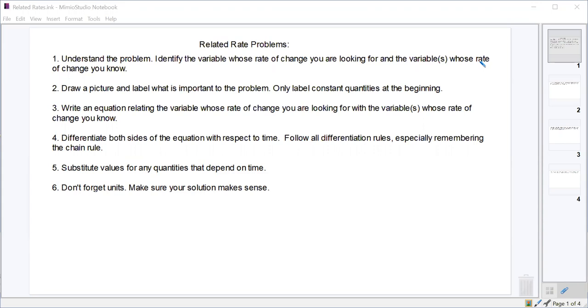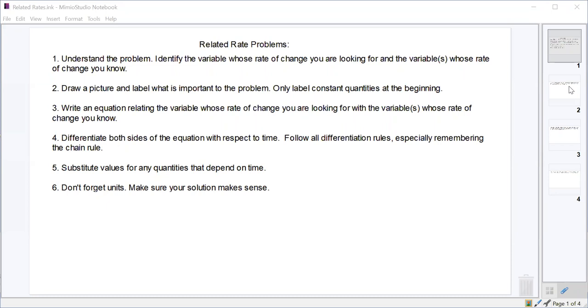Then we just need to write an equation that relates the variable that we want to know how it's changing to all the other variables, and then we'll differentiate with respect to time. The differentiation that we do with respect to time is sort of freezing the problem at a single instant that we're interested in. So we're differentiating with respect to time at an instant to look at what's going on in the situation at that exact moment. Then we'll do some substitution of some numbers in and solve.